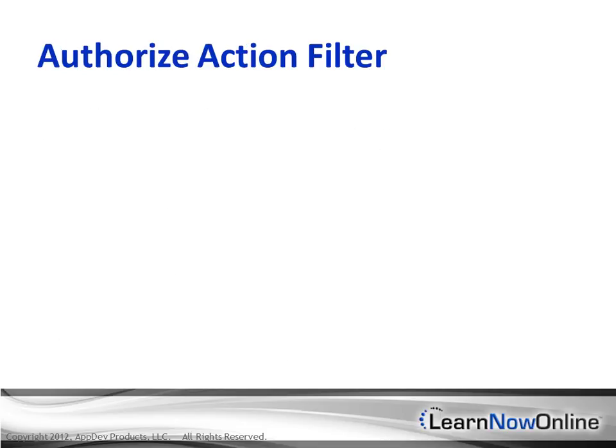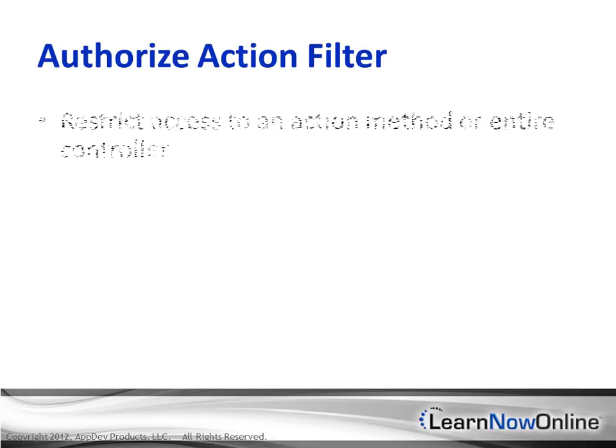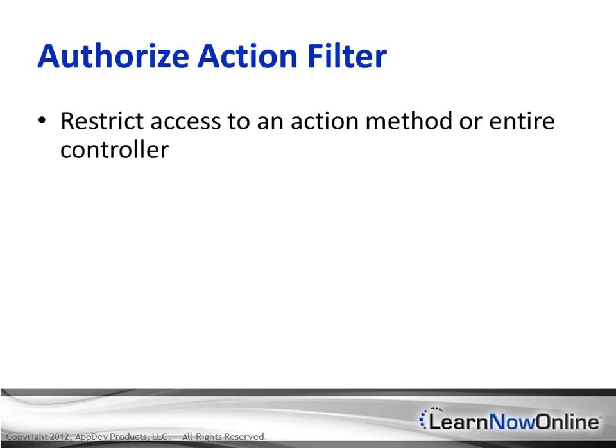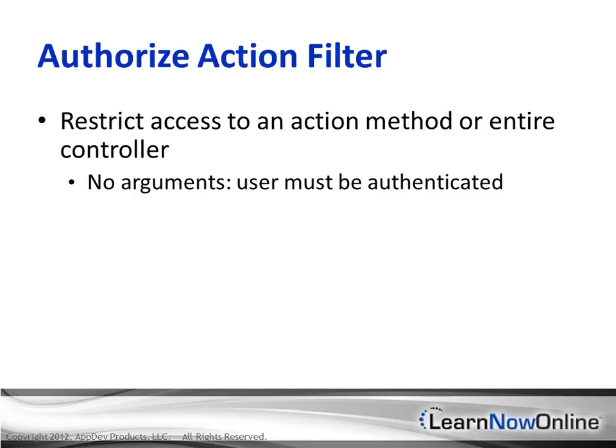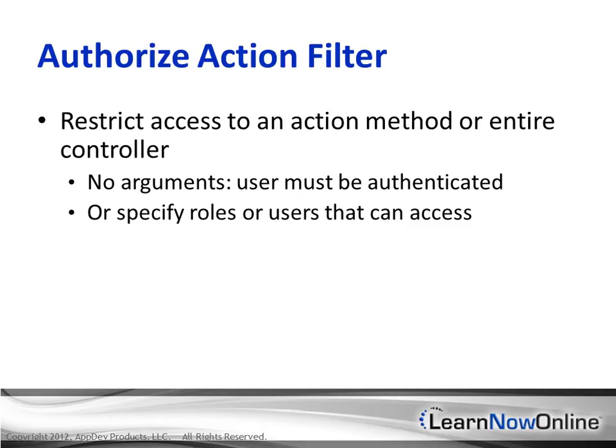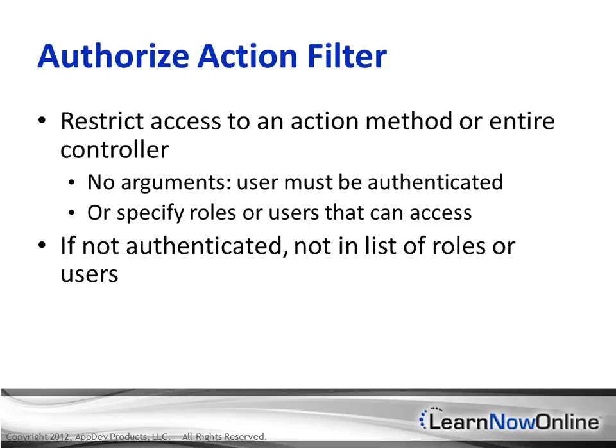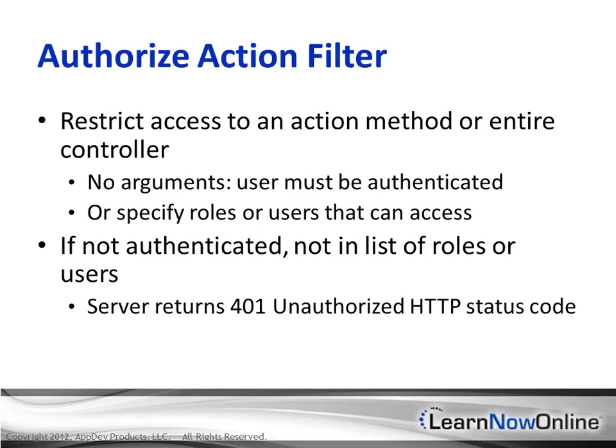So now what we're going to look at is the authorize action filter. This guy restricts access to an action method or an entire controller. If there are no arguments passed to it, then a user just must be authenticated with the system. You can also specify roles or users that can actually access that particular method. If a user is not authenticated, or within the list of roles or users that is given privilege to that particular action, the server will return a 401 unauthorized status code.